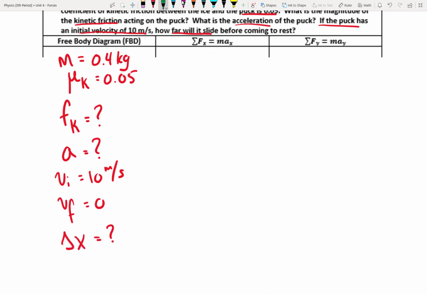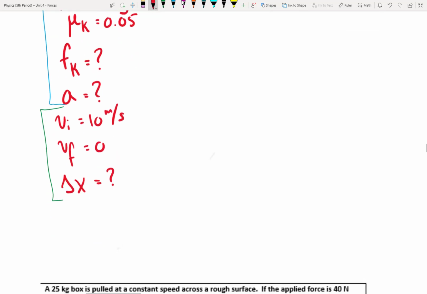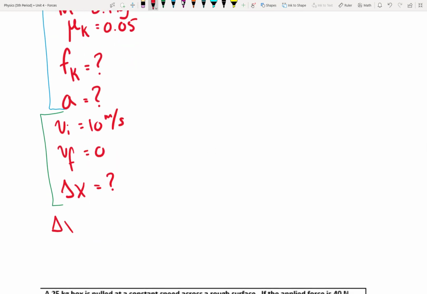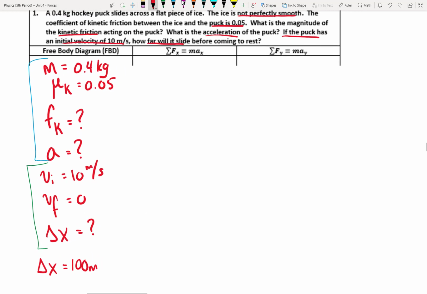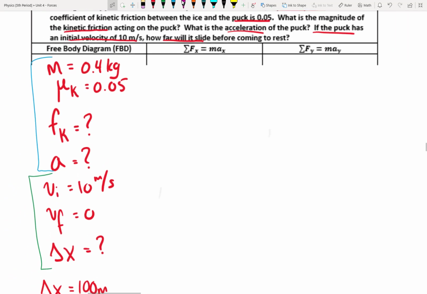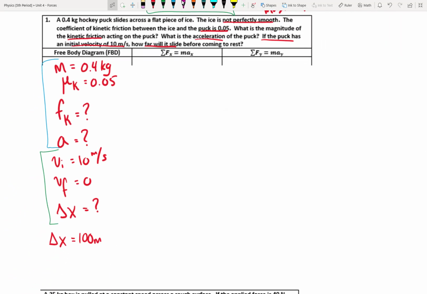This stuff down here, vi, vf, and delta x, that's the kinematics part of the problem, like a follow-up to the problem. The stuff about forces is going to be on our test. That has to do with the first part of the problem, so we're just going to look at the first part together. The answer for how far, when you check with your kinematic equations, you should get 100 meters. Really far distance that it's going to fly. But we're just going to focus on that stuff bracketed up there in blue for our forces considerations.